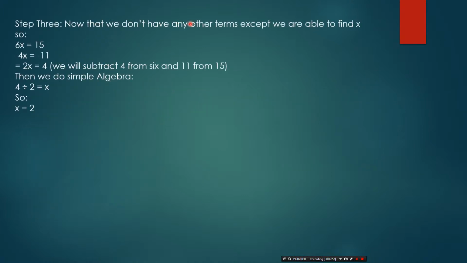Now step 3: now that you don't have any other terms except x, you have to find what x is. Right now we have this. To make it simpler to solve, we're not going to add these two together. Since this is minus 4x, let's say we have 6x, we're going to think of it as subtracting 4x, so it'll be equal to x after.